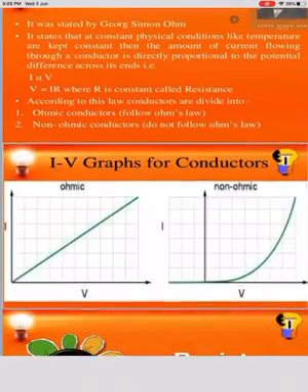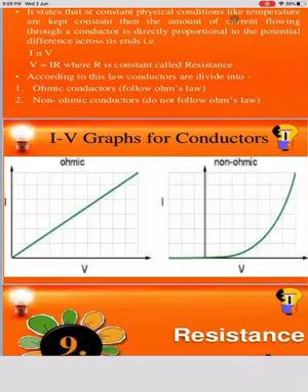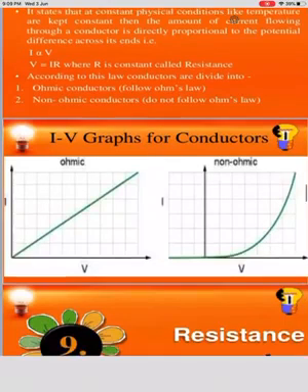And what is an ohmic conductor? An ohmic conductor is one which follows the V-I graph. That means when voltage, the potential difference, and the current have a direct relationship, the graph is a straight line. Look at the pictures here. These are ohmic conductors which obey Ohm's law. The graphs which do not follow Ohm's law are called non-ohmic conductors.